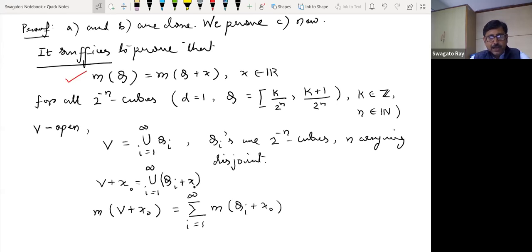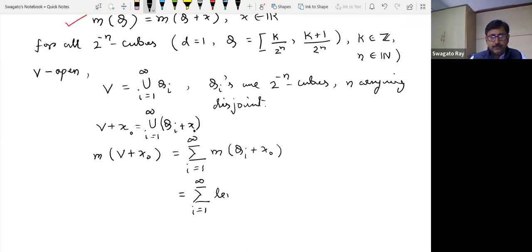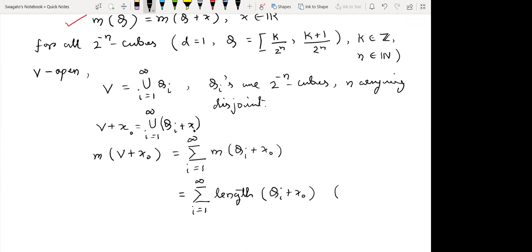Mind you, now Qi is a cube. It's an interval in one dimension. In general, it's a cube. But the measure of a rectangle is the same as the volume of the rectangle. In one dimension, the measure of an interval is the length of the interval. So I can write this as the summation over i from 1 to infinity of the length of Qi plus X. This is by A.